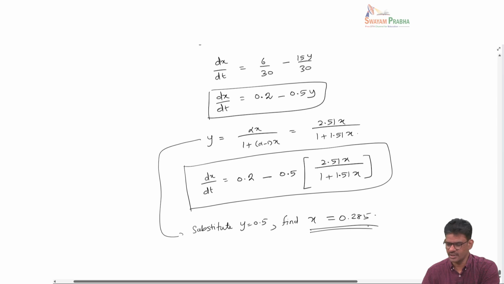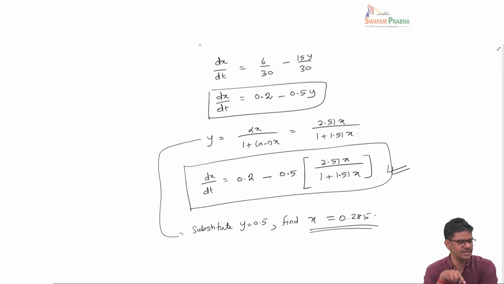Why are we doing this? Because we are getting a differential equation that relates x to t, and I know x initially is 0.4, that is the feed initial composition. At time t, the vapor that is created should have y of 0.5, and the corresponding x should be 0.285. So then I have to integrate this equation with x going from 0.4 to 0.285 and time going from 0 to t. And this is something you can do analytically.